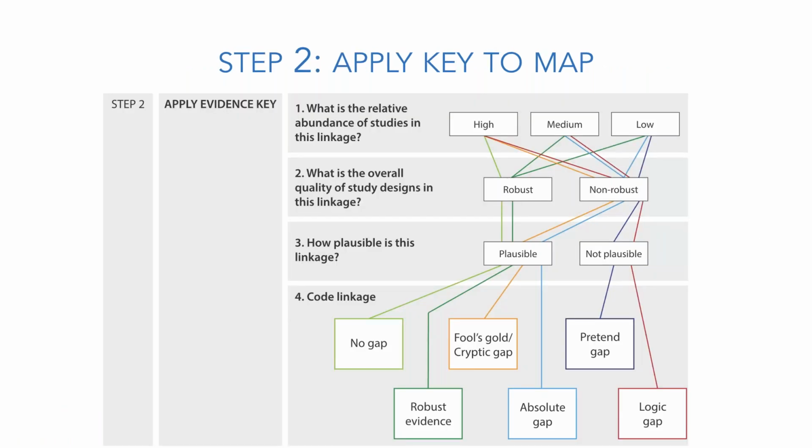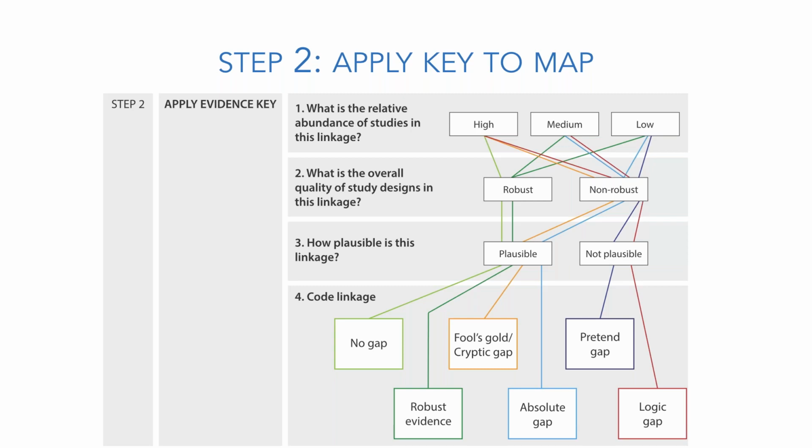So after we calibrate our key, we have to apply it to the map. Based on these 3 settings, you would code your linkage types. There are 6 different types of linkages that you can find in a map. Where you have plausible relationships, you can have 4 types of linkages. In cases where there are high and medium levels of robust evidence, you would either have no gap or robust evidence. Where you may have lots of non-robust studies, this would be a cryptic gap. While there's a lot of information there, the information may not be as appropriate or reliable. And then in areas where you have low to medium volumes of non-robust evidence, you would have an absolute gap or a true gap.